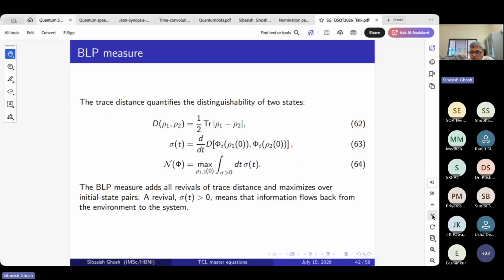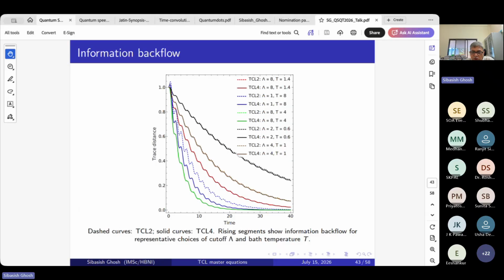Okay. So there is an information backflow. This is your plot for TCL2 and TCL4, for different values of the coupling parameter. This capital lambda comes from the bath spectral density, and T is the temperature. We have plotted TCL2 and TCL4 with the same capital lambda and T value.